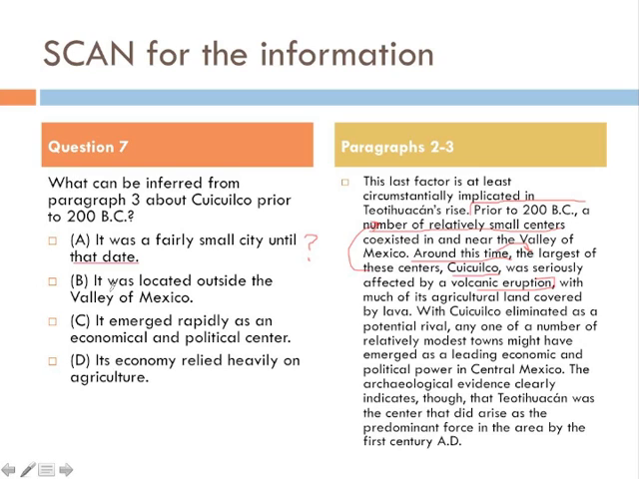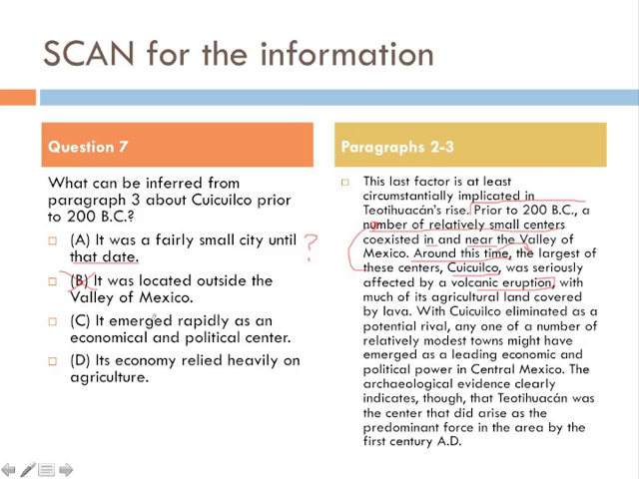B, it was located outside the Valley of Mexico. Well, again, if we look at the answer choice, it says that it was in and near. But we don't know necessarily if it was outside of the valley. This is not one that we can actually infer. It might be possible, but it does not state that in the text. So at this point, we can eliminate B.